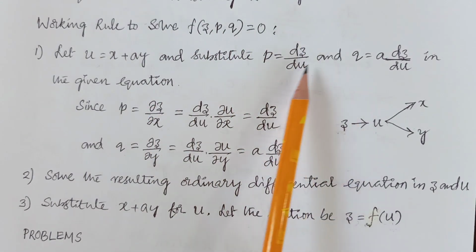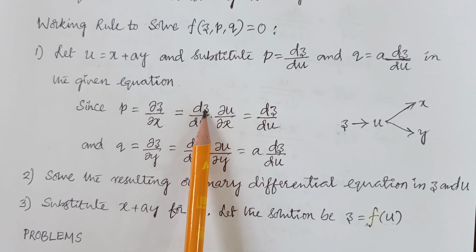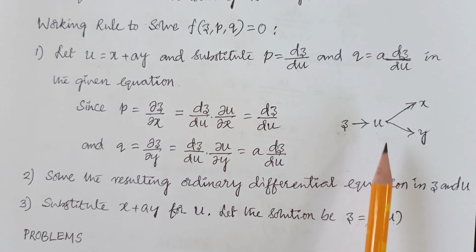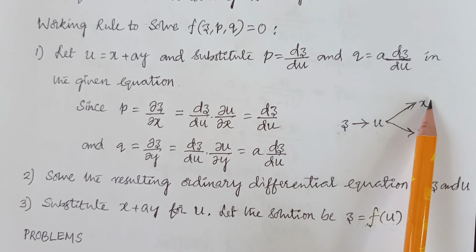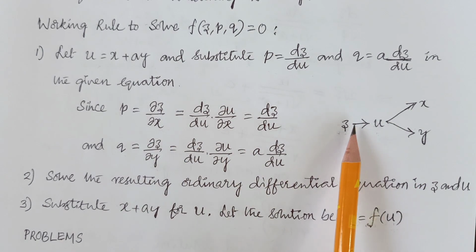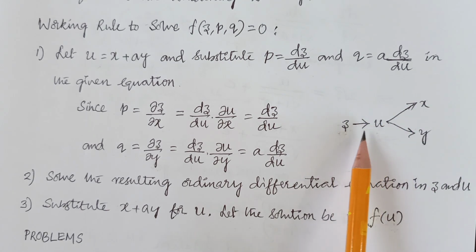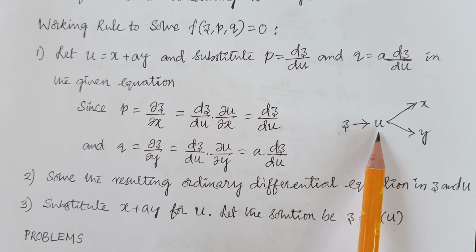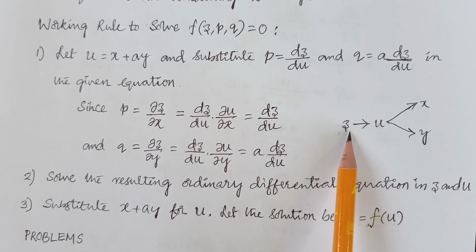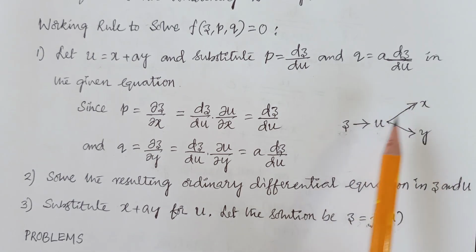But how did we get p as dz/du? We know that small p is ∂z/∂x, so this can be taken as dz/du into ∂u/∂x. Here, z we have just assumed as a function of u, where u is a function of x and y. So to get ∂z/∂x, we go through u: dz/du into ∂u/∂x. Why dz and ∂u? Because z is a dependent variable and a function of only a single independent variable, that's why we use the ordinary derivative dz/du. But u is a function of two independent variables, that's why we use the partial derivative here.